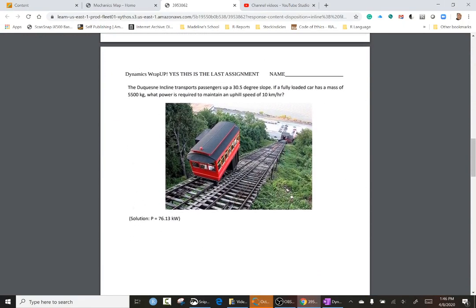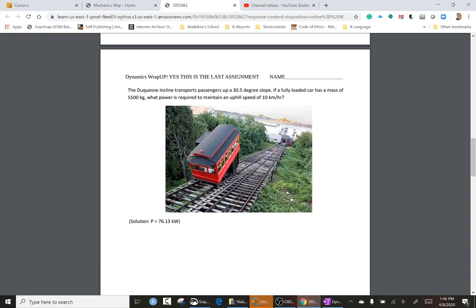This one is in energy. Okay. The incline transports passengers up a 30 degree slope. If a fully loaded car has a mass of that, what power is required to maintain an uphill speed of that?